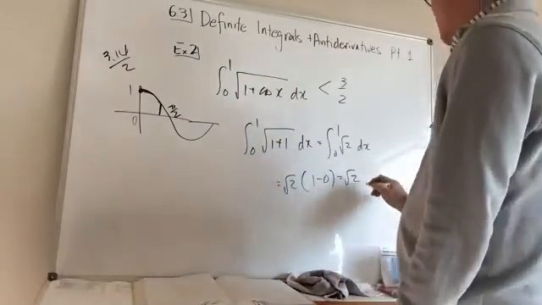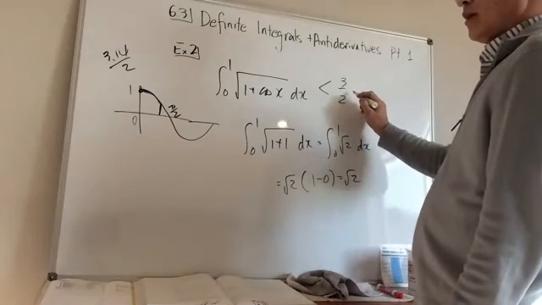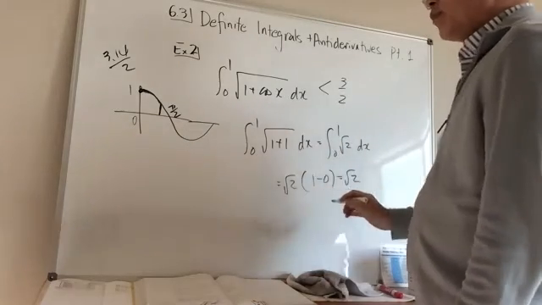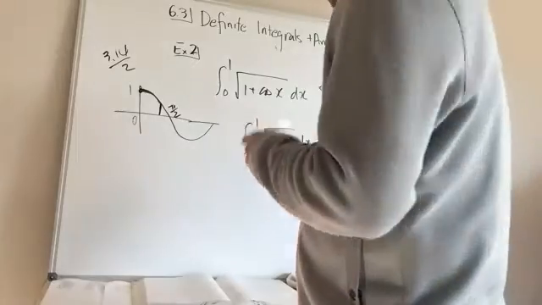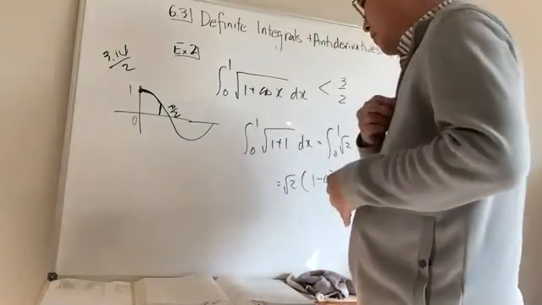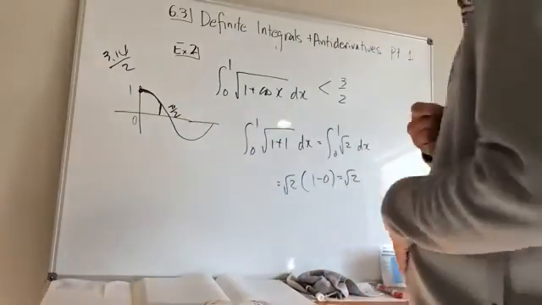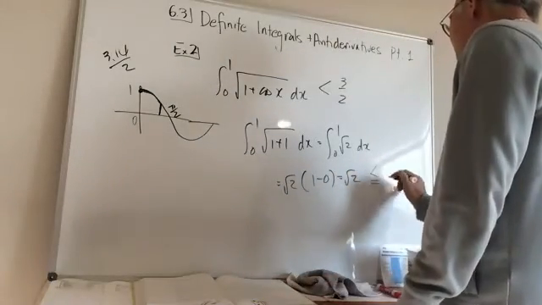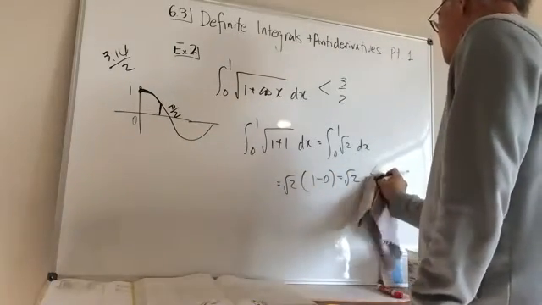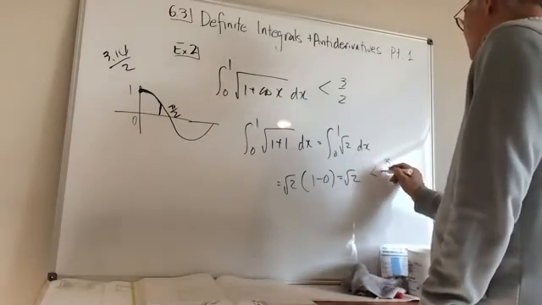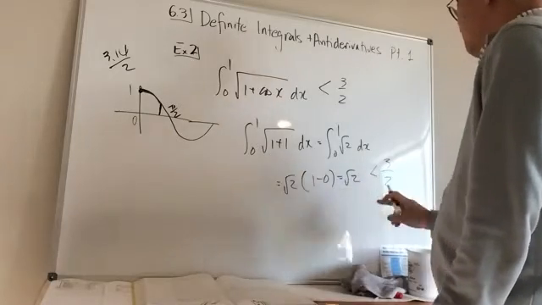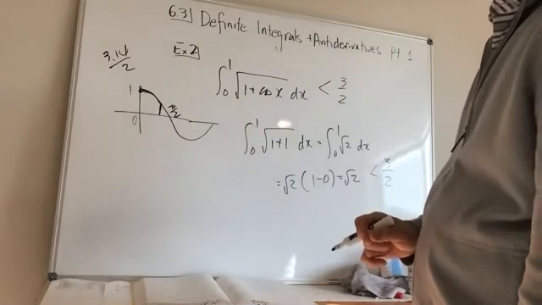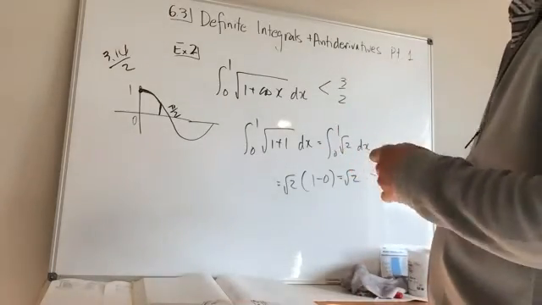So now let's compare square root of 2 and 1.5. What is square root of 2? Like 1.4 or something? 1.414, right? So therefore, this guy is always going to be smaller than 3 over 2. Everybody see that? Are we good? All right? Okay.